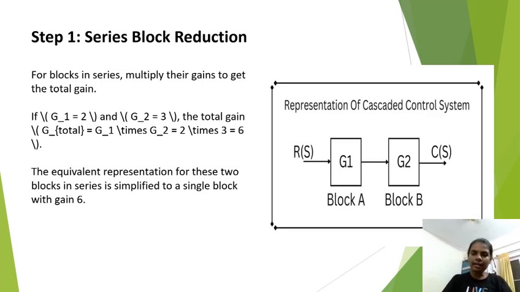Representation of cascaded control systems. Here, R(S) is the input of the block diagram and C(S) is the output of the block diagram. G1 and G2 are the blocks which are connected in series. In series, the gains are multiplied.